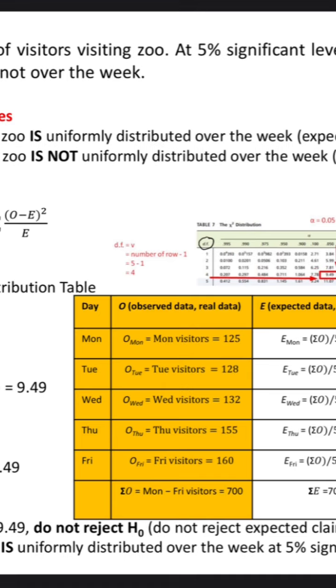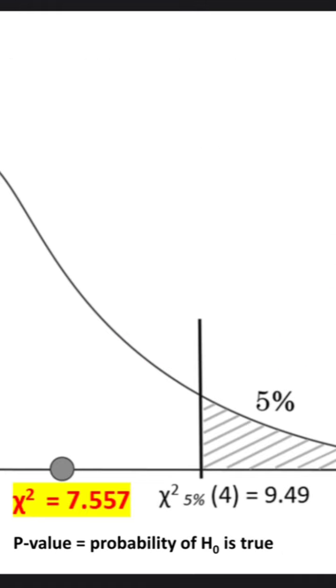In fact, the data supports the claim that the visitors are uniformly distributed throughout the week at the 5% significance level. In short, Chapter 9.6 teaches us how to judge whether observed frequencies match what is expected, and in this case, the zoo's visitor pattern turns out to be surprisingly consistent.